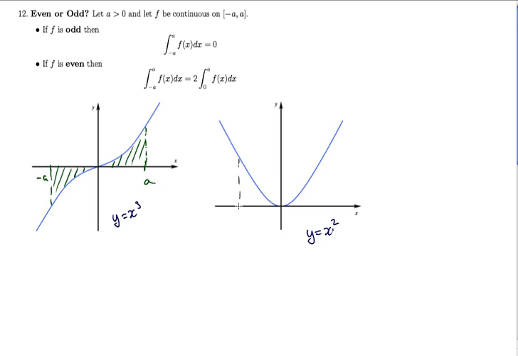On the other hand, if our function is even, then the integral represents the area of these shaded regions. And since the regions have the same area, due to the symmetry of the evenness of the function, the integral is exactly twice the integral of only one of the pieces. So noticing whether the function is even or odd can sometimes allow us to simplify the integrals that we need to compute.